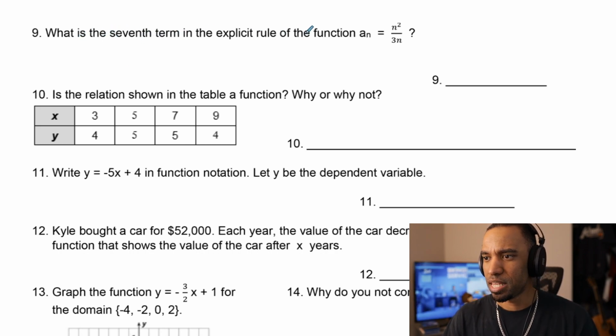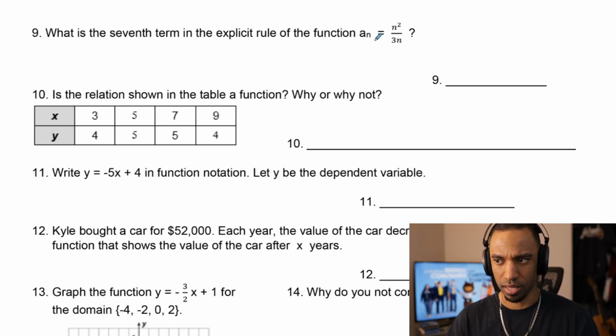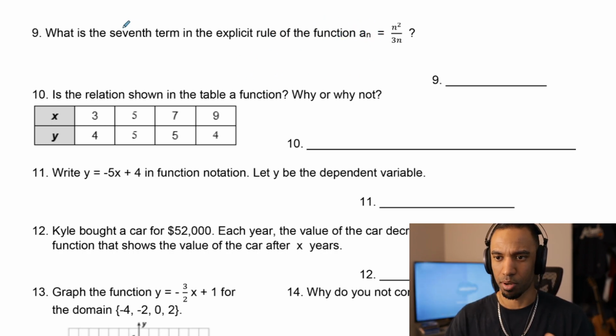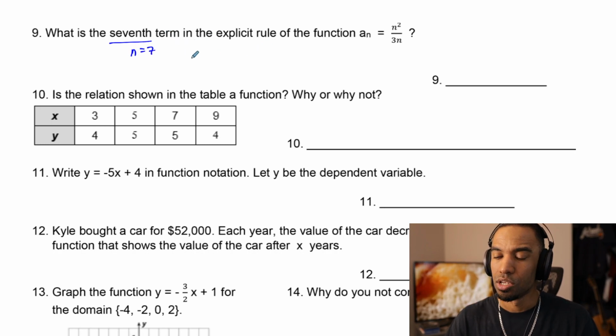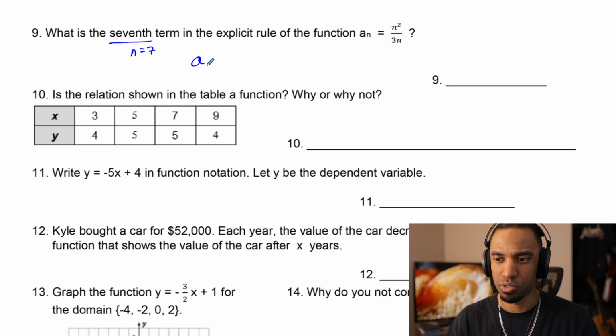What is the 7th term in the explicit rule of the function a sub n equals n squared over 3n? Okay, last time I didn't use subscript notation, so this time I will. When they ask for the 7th term, we are talking about when n equals 7. They want to know its value at this position. So we are going to just go ahead and substitute 7 into here.